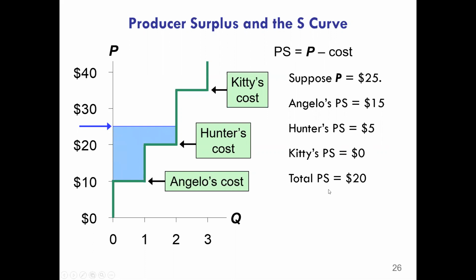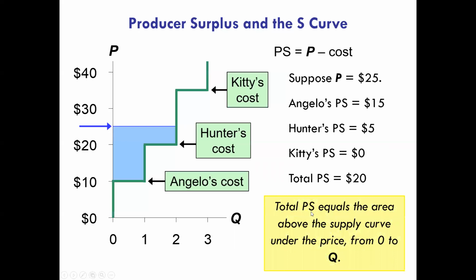So the total producer surplus among the three is $20, which is the sum of Angelo's producer surplus and Hunter's producer surplus. So the total producer surplus equals the area above the supply curve under the price from 0 to the quantity. And the area above the supply curve is the blue shaded area you can see in the chart.